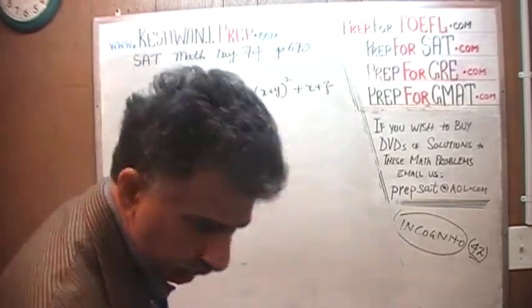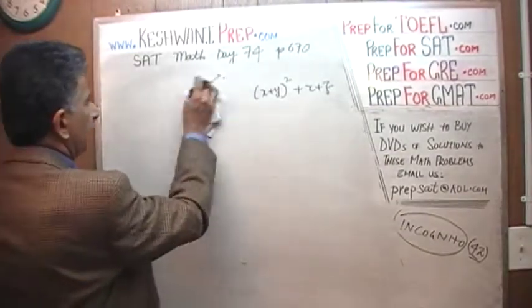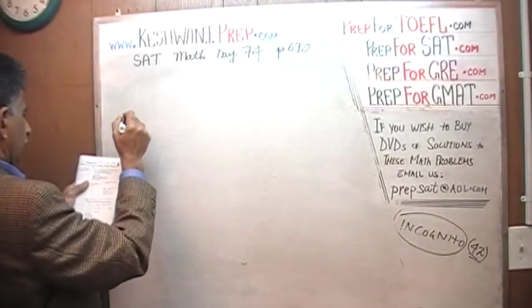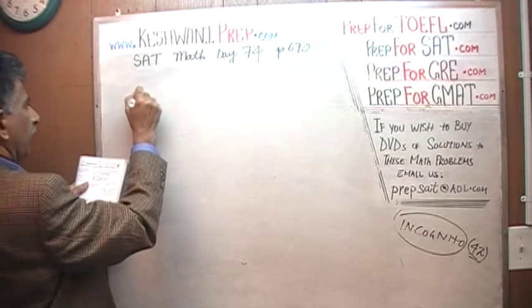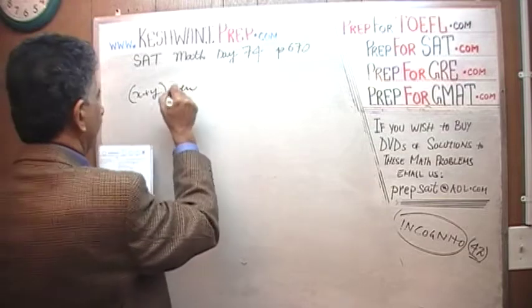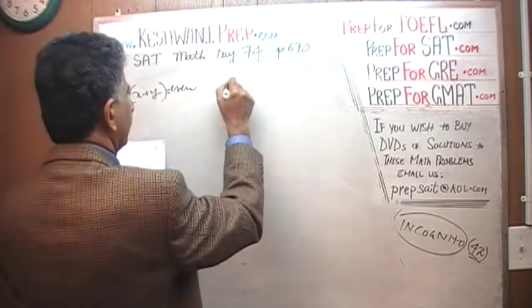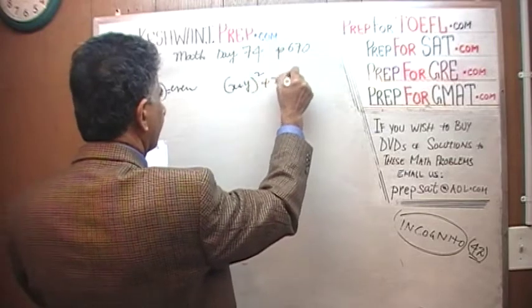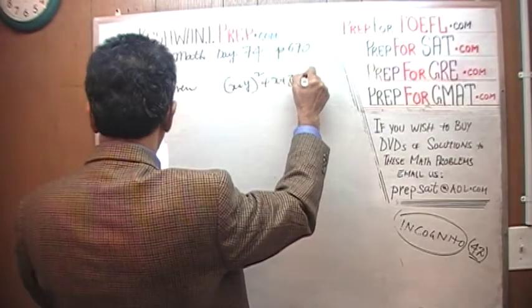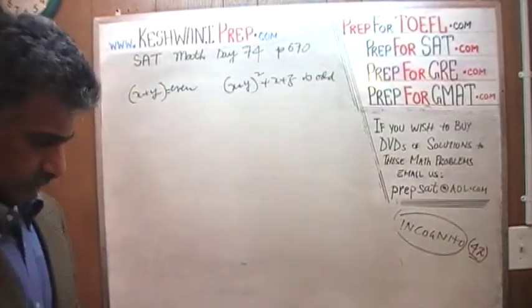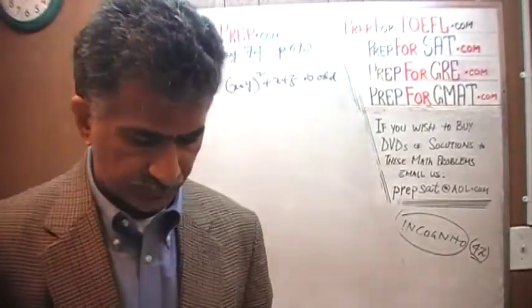Let me rewrite it properly so that we can have the two next to each other properly. So x plus y is even, and we are told that x plus y squared plus x plus z is odd. Which of the following must be true?